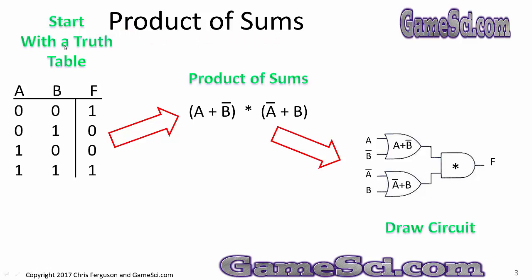Product of sums. Once again, we'll start with a truth table. Here is a truth table with 2 inputs, A and B, that produces an output F. From this truth table, we'll build a product of sums expression. Looks quite a bit different than sum of products. That product of sums expression can produce this circuit diagram. We're using all 3 parts of our circuit design trinity: the truth table, Boolean algebra expressions, and a circuit diagram.